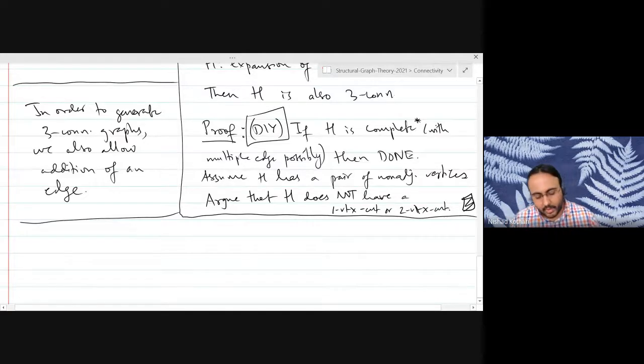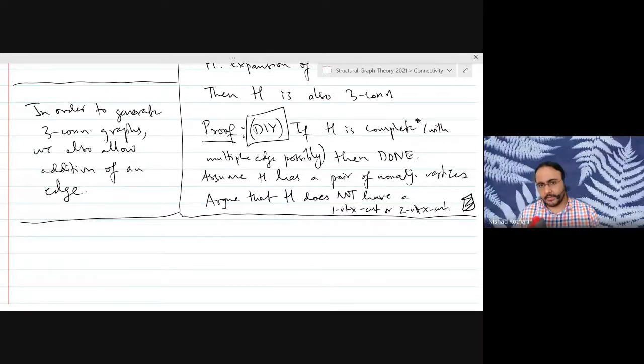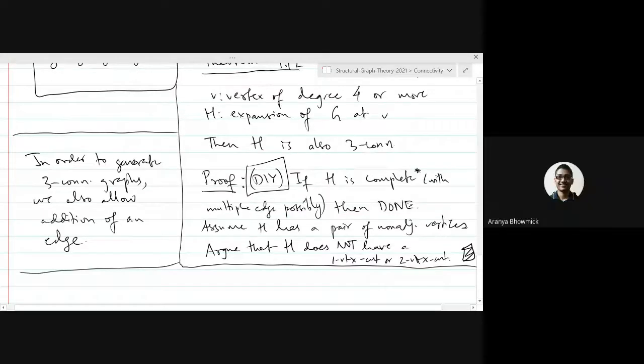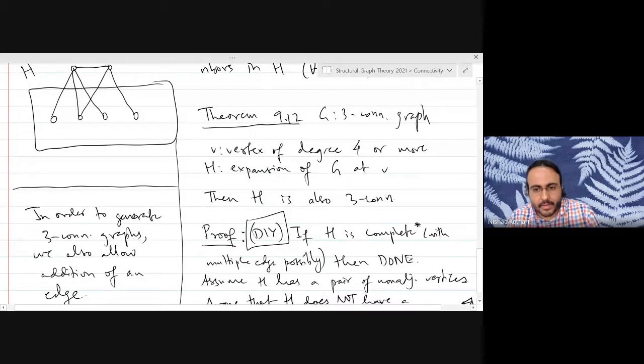Therefore, we are going to allow addition of an edge. Sir, also I have a question. Suppose the graph G has a vertex of degree at least 4. If I take any such vertex and expand it, then the graph will be 3 connected. Yes, that is what the theorem says. Okay, good.